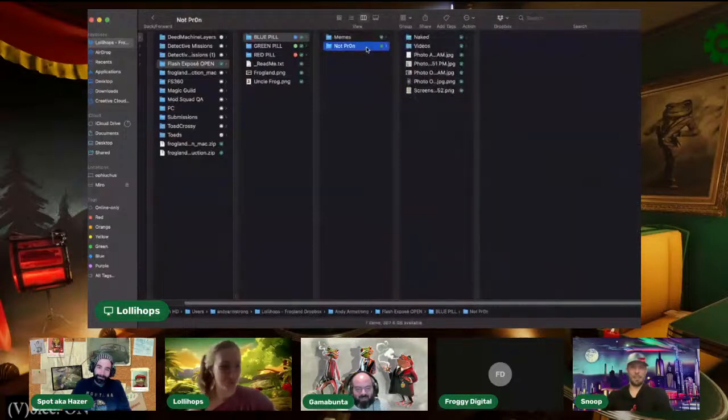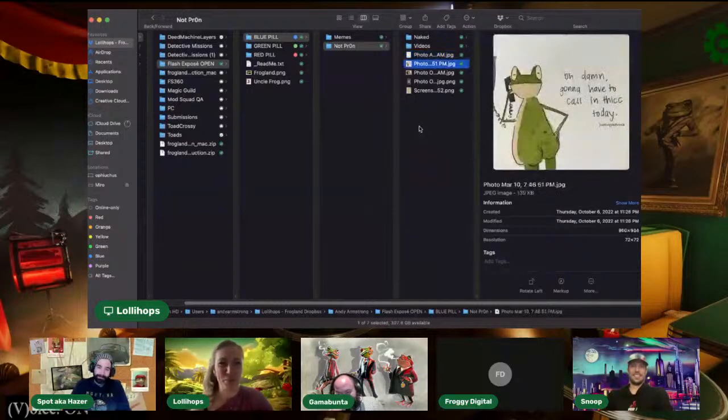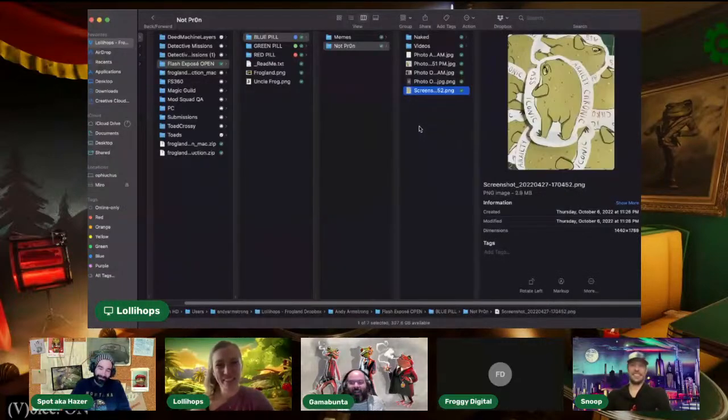And then, of course, what good would a sketchy flash drive be without the not porn folder? So we've got a couple more mild, tongue-tied frogs. Yeah, a couple mildly risque. That's a good one. That's one of my favorite ones. Absolutely. Anxiety chronic, ass iconic. Another good one.